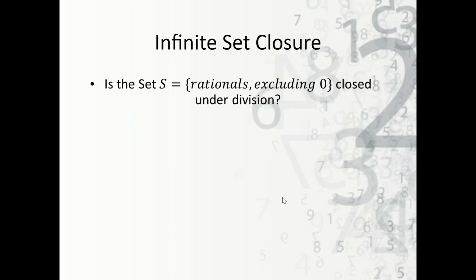Now, what if we said the set of rationals excluding 0 is closed under division? Well, again, we're going to think of some examples. So we have 1/2 divided by 1/4 is equal to 2, and -1/2 divided by 1/3. Remember, really, it's just multiplying by the reciprocal. So is there any way we're going to get something other than a rational number, other than a fraction?